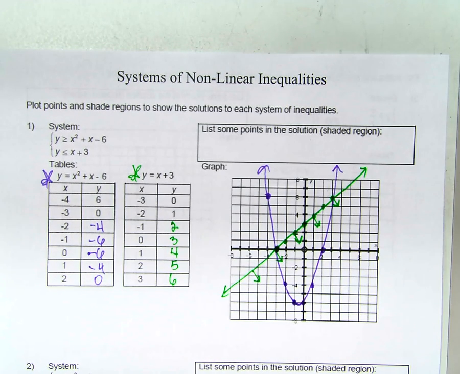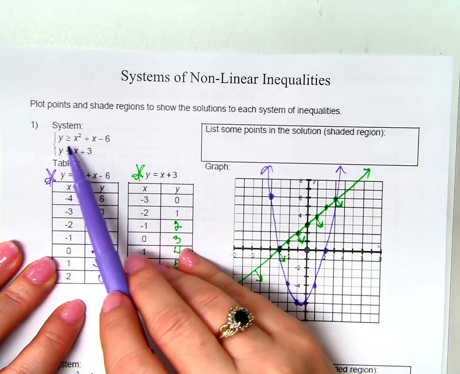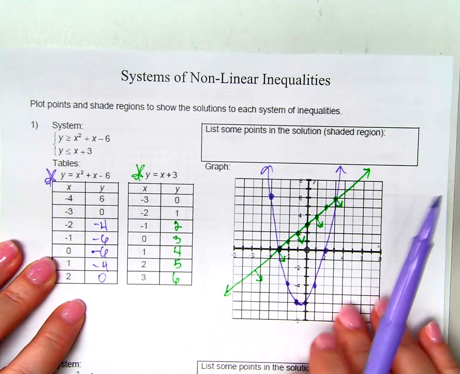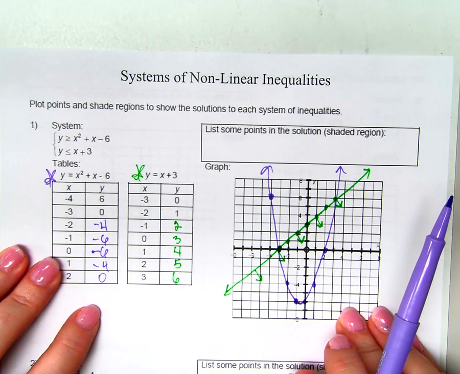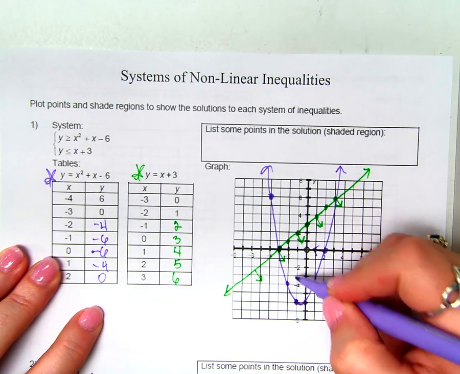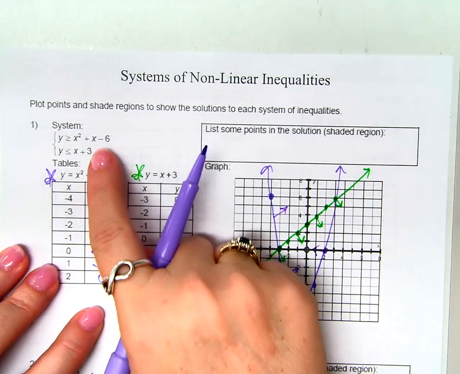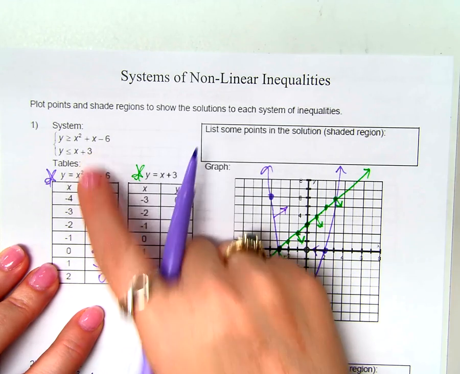Now, how are we going to decide where to shade now? There's not really an above and a below, is there? There's more of an inside and an outside, isn't there? But do we still decide the same way? Yeah, if we can, choose 0, 0. Is 0 greater than -6? Where do I shade? On the inside, toward the point 0, 0. Okay? So, that's all the inequalities in this system.